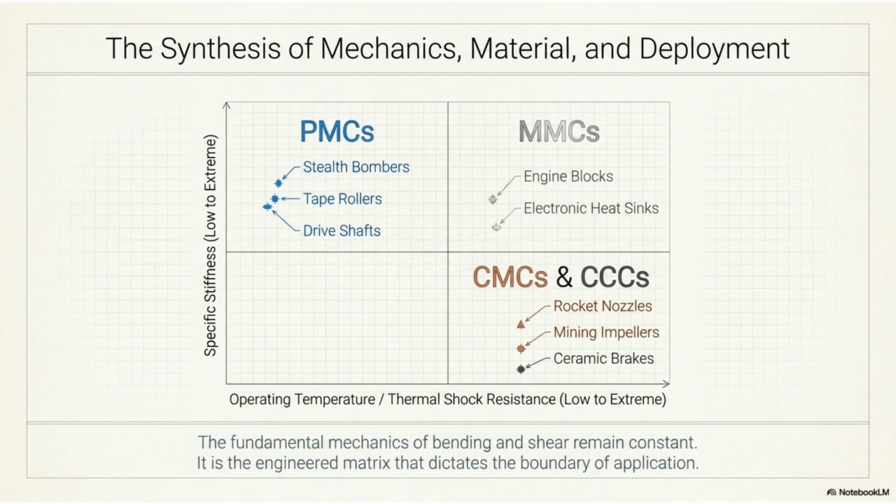This chart shows the synthesis of mechanics, material, and deployment. PMCs are used in high-stiffness, low-temperature applications like stealth bombers. MMCs are found in engine blocks. CMCs and CCCs are used in extreme temperature environments, such as rocket nozzles and ceramic brakes. The engineered matrix dictates the boundary of application.